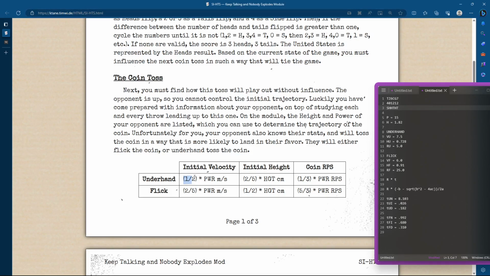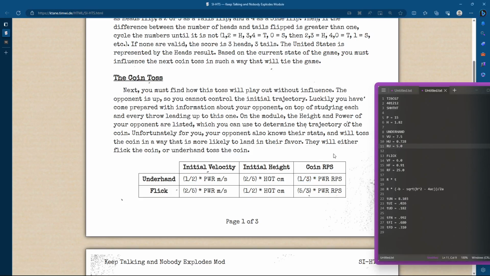So initial velocity for an underhand is half of power. Initial height for an underhand is 2 over 5 times the height. I've done these here for you because a tutorial shouldn't be you looking at a calculator. I already looked at the calculator for you. But for example, the power of this guy was 15. And so the initial velocity of an underhand should be 7.5, half of 15. And the rotations per second of the underhand, 1/3, should be 5, which all checks out.